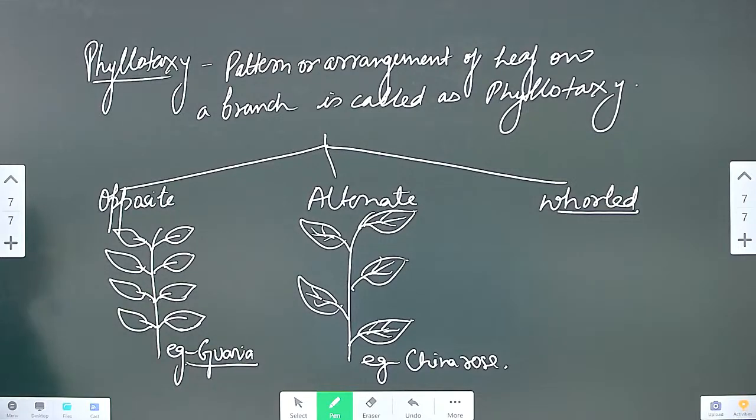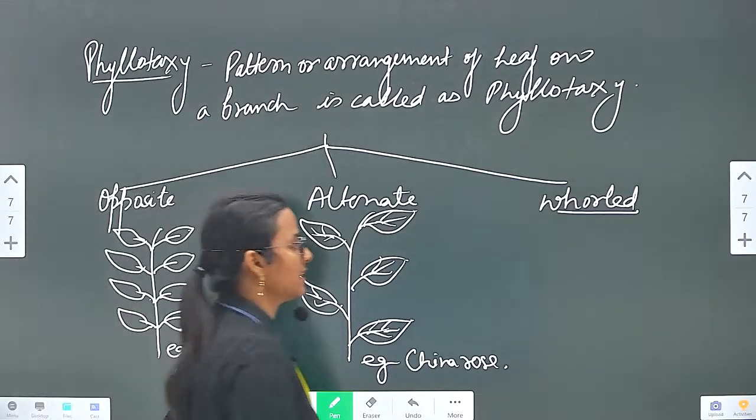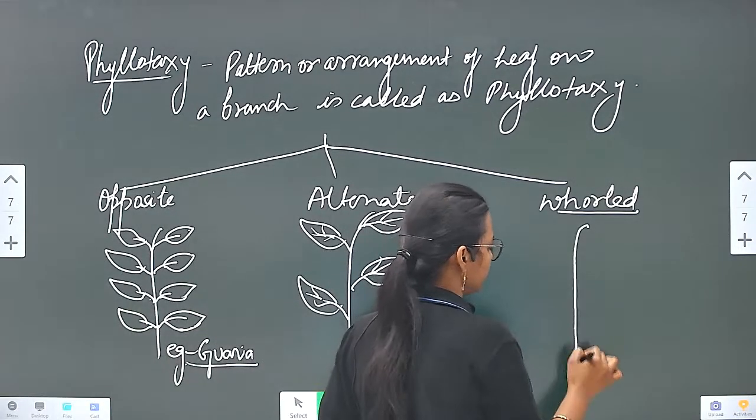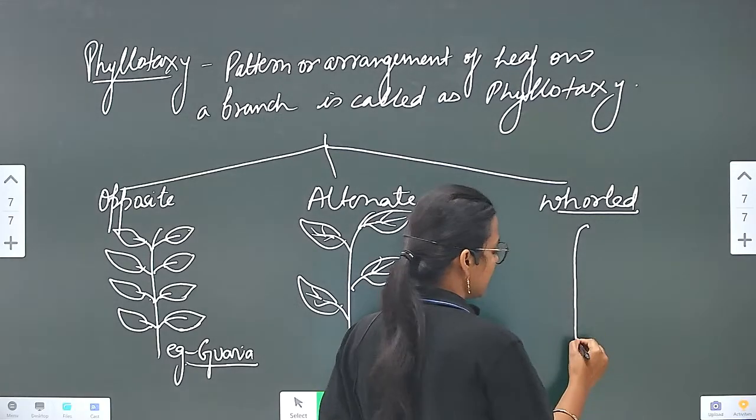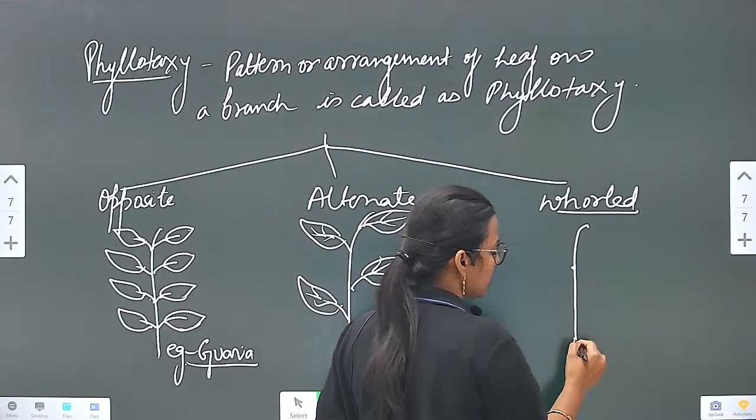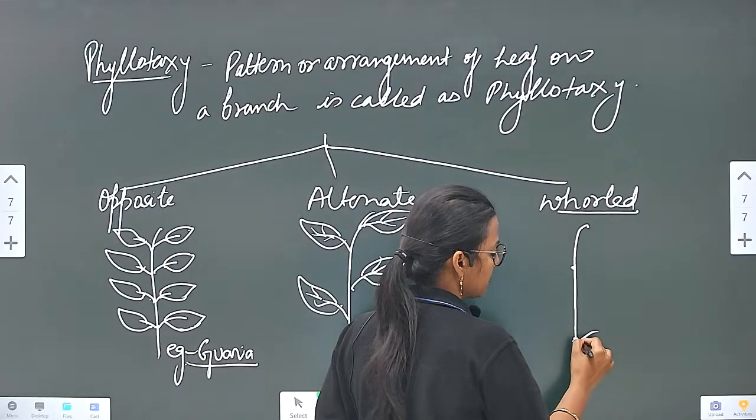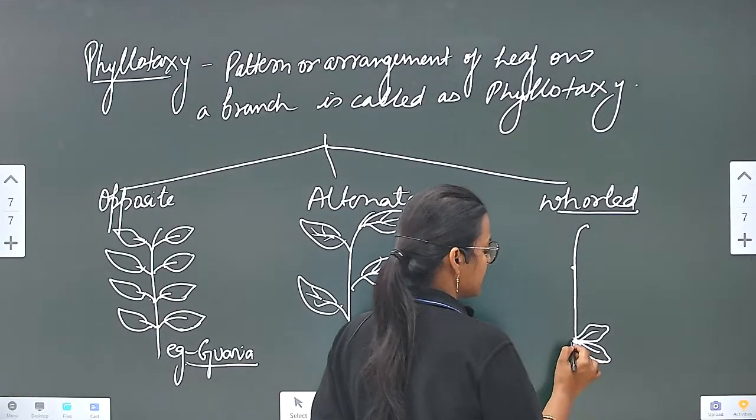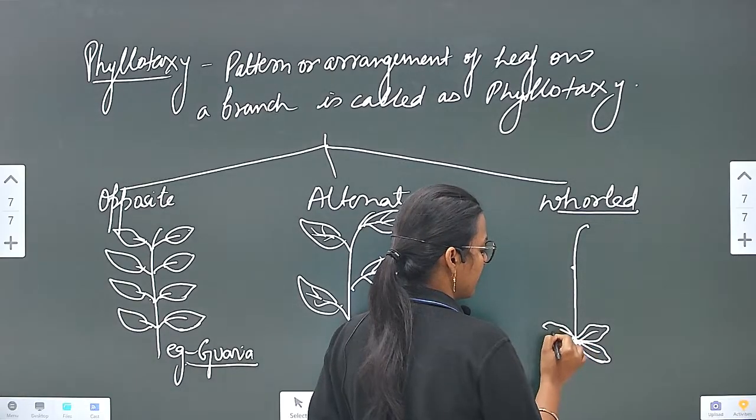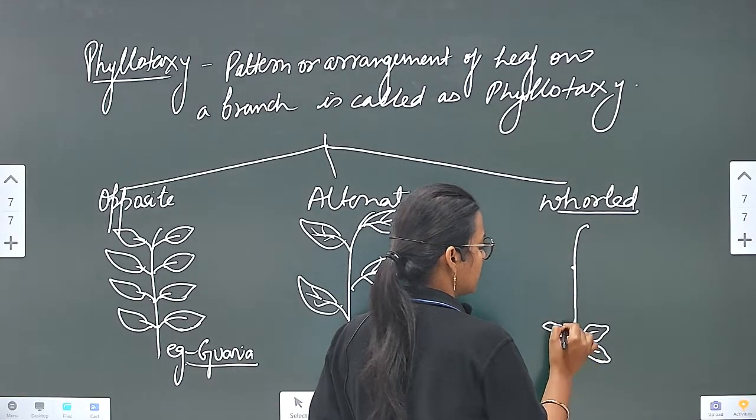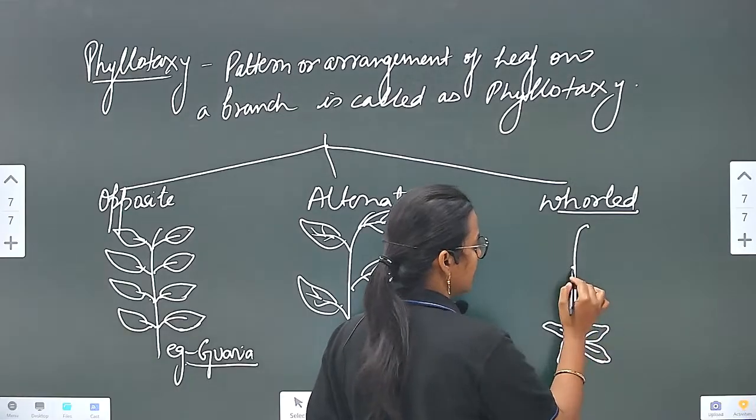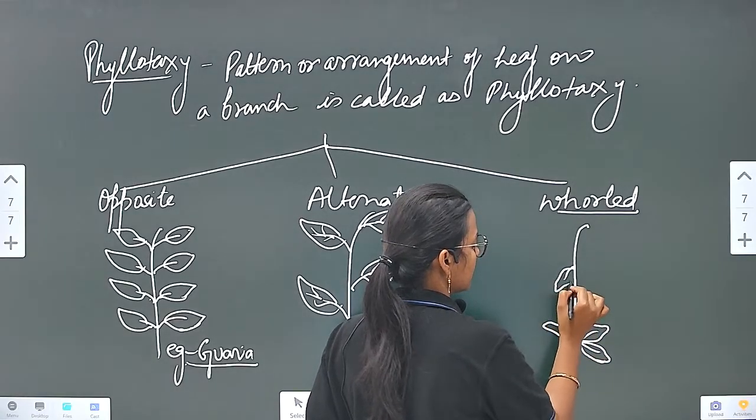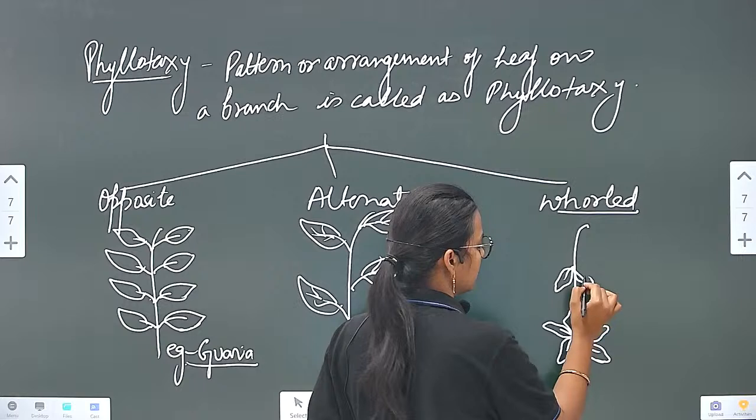And the third, but not the last, is the whorled type of phyllotaxy, where you will see the nodes bear a whorl of leaves like this. The nodes bear a whorl of leaves like this. Can you just see this structure?